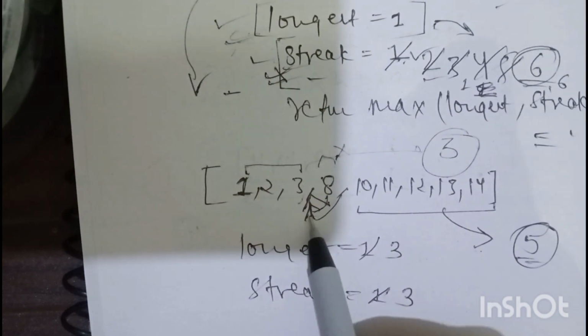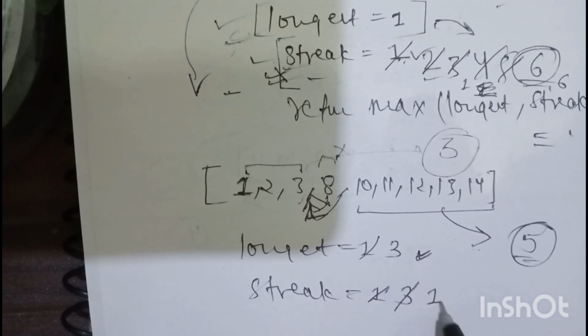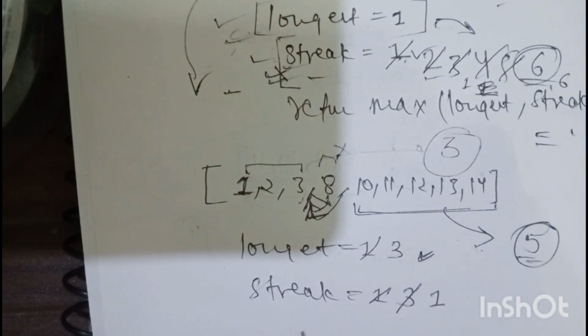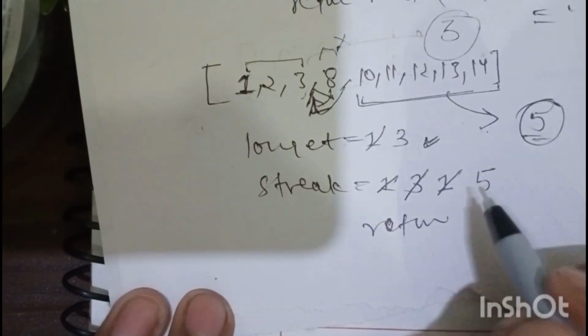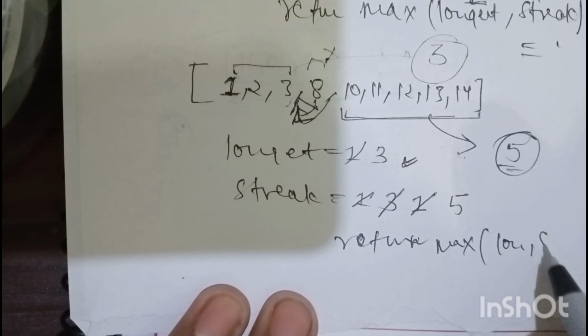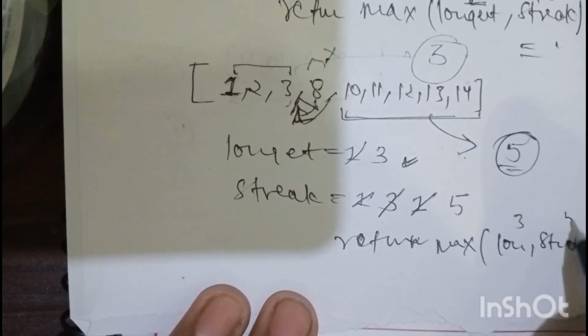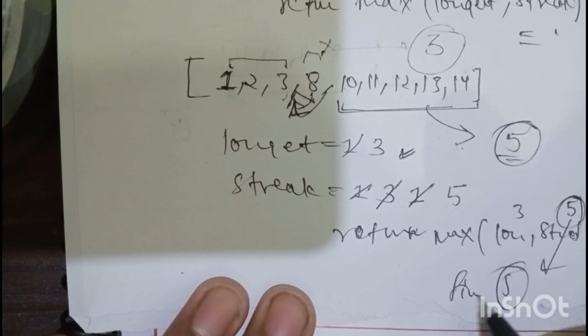with 3. Now after updating it, you will again reset your streak to 1 for further counting. This will ultimately increase to 5, and you will return the same as the previous one, the maximum of longest and streak. Here longest is 3, streak is 5, and you get your answer 5 as your final output.